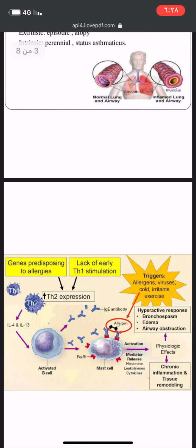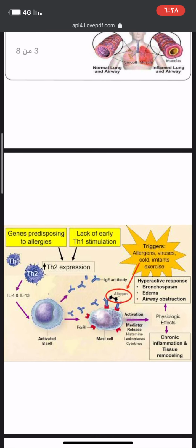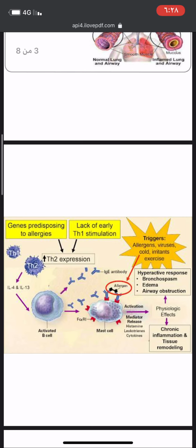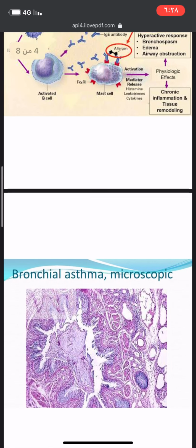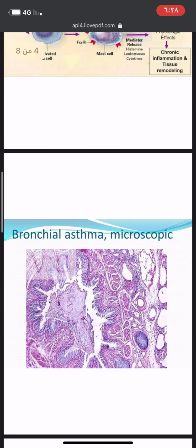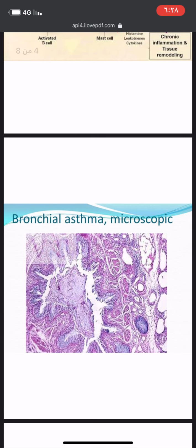The pathophysiology of asthma. Triggers will induce the bronchoconstriction of the bronchi. These triggers may be allergen, virus, cold, irritant, exercise, and so on. This will lead to a hyperreactive response, bronchospasm, then edema, then airway obstruction. This is bronchial asthma under a microscope. You can see there is bronchoconstriction on the left side, which is not normal bronchi.